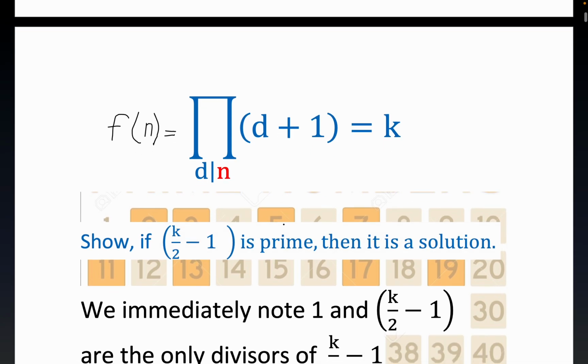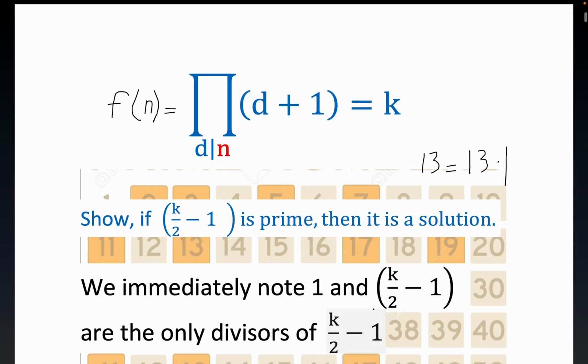First of all, what does a prime number mean? An example of a prime number is 13, and it's very well known that a prime number has two divisors, namely itself and 1. So it has exactly two divisors. That's the essence of a prime number. That's the definition. So we're going to show that if k over 2 minus 1, where k is the constant that appears right here, is prime, then it is a solution. And it's a fairly trivial solution.